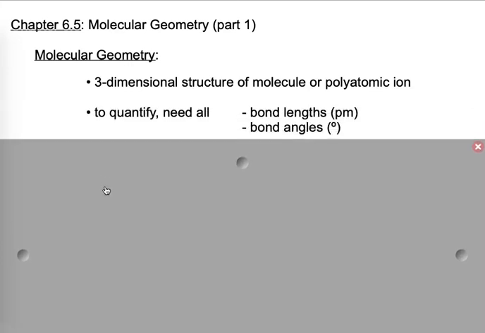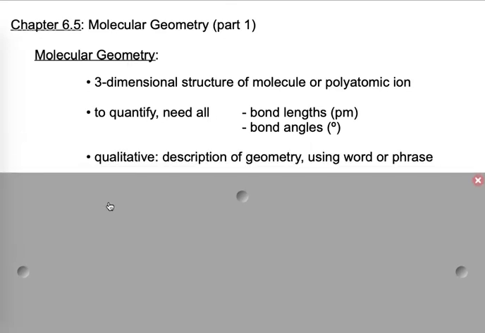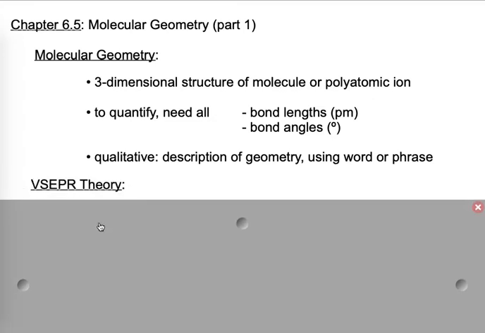And to quantify the molecular geometry, we need to specify all of the bond lengths in the molecule and all of the bond angles. However, we're primarily interested in a qualitative description of the geometry that tells us what the shape is using a word or phrase. And to do that, we're going to use a theory called VSEPR theory that was developed in the early part of the 20th century. I like it because it's very intuitive, it makes sense, and it's extremely accurate.